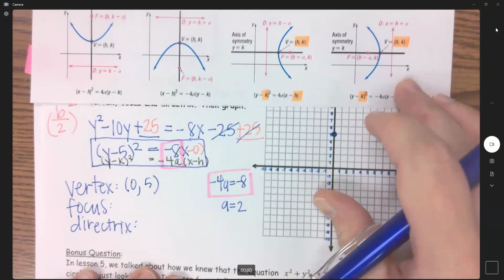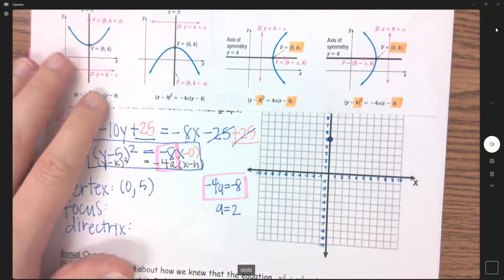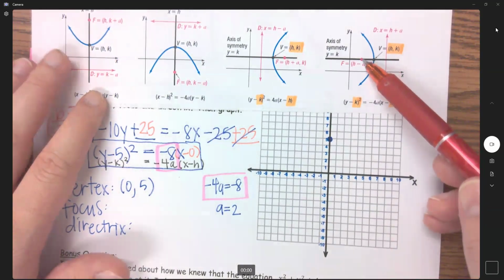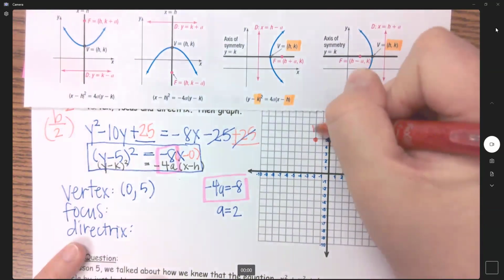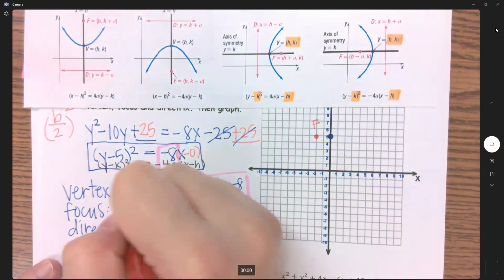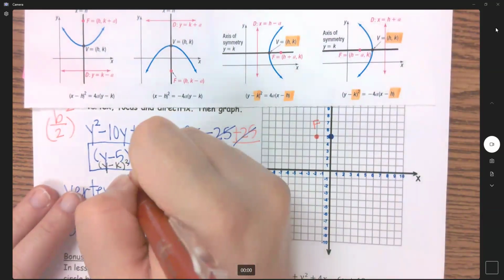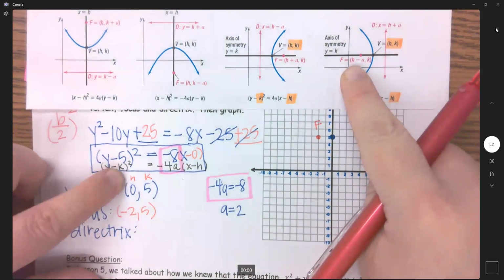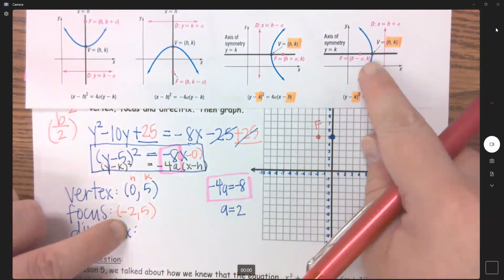So if I'm using the graph, I look at the relationship between my vertex and the focus and the directrix. From my vertex, my focus is to the left. So I'm going to go to the left 2 units here for my focus. So now my focus is at -2, 5. Which is what I get if I use this. Here is my h and my k. So if I do h minus a, we have 0 minus 2 to get -2, comma k, which is 5.